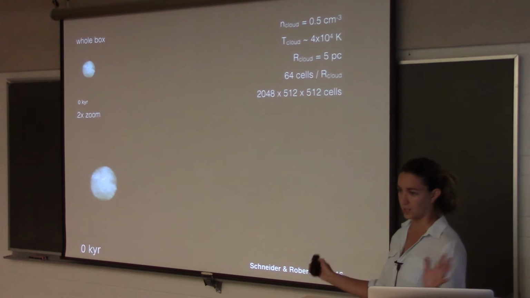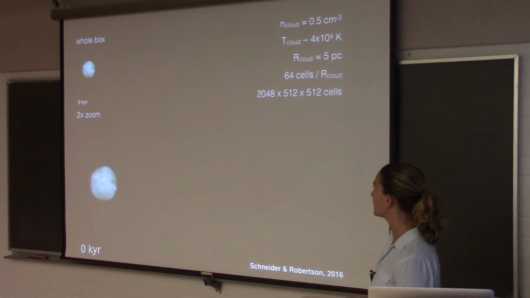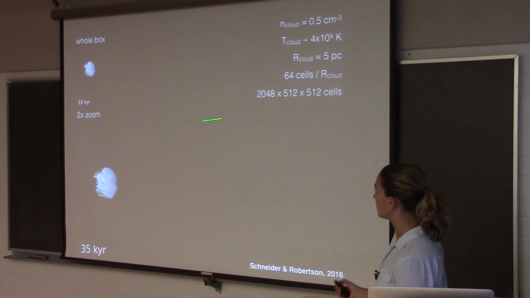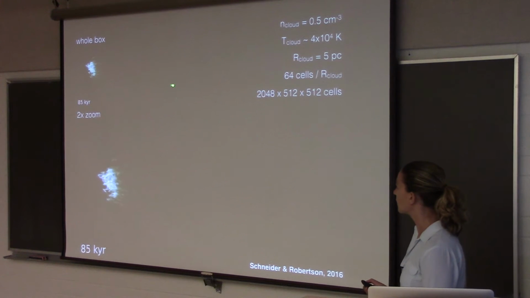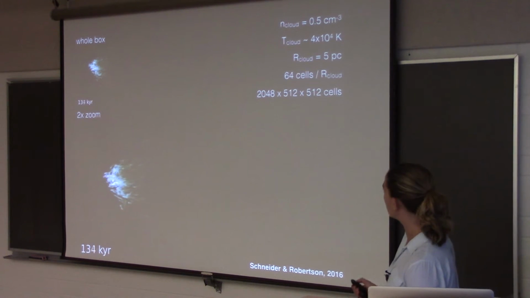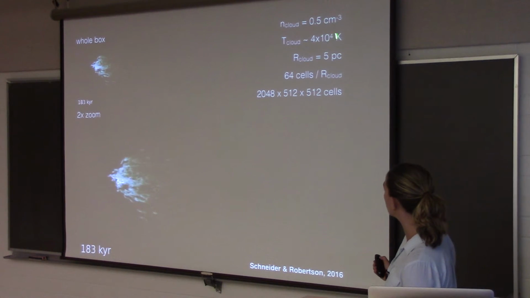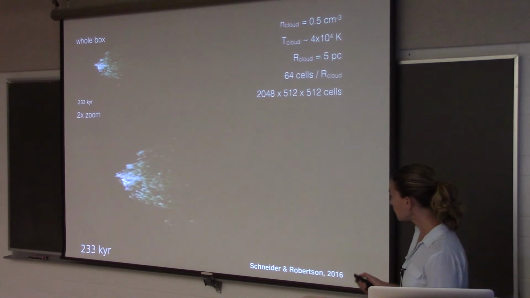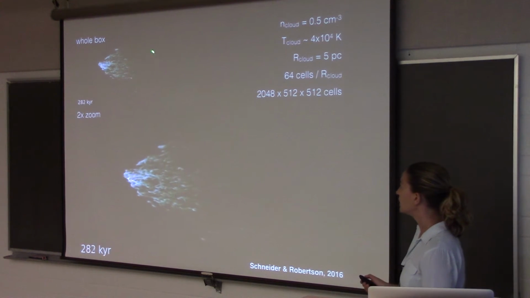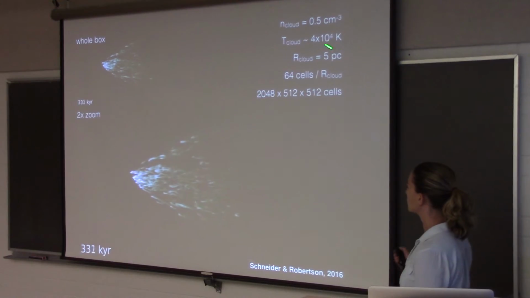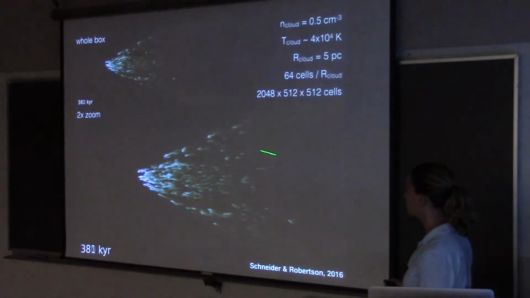So now I'm going to show you a series of movies. This is what one of these simulations looks like. Here I started with a cloud that had a median density of 0.5 per cc. There are some other parameters here. This is the whole box that's being shown up here, and then this is if we zoomed in.